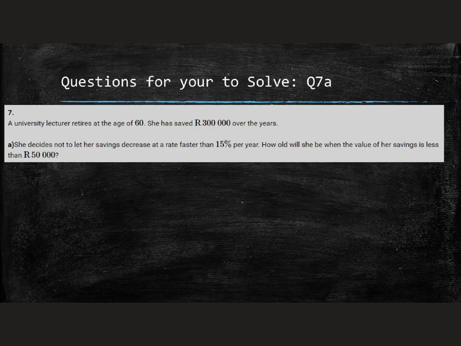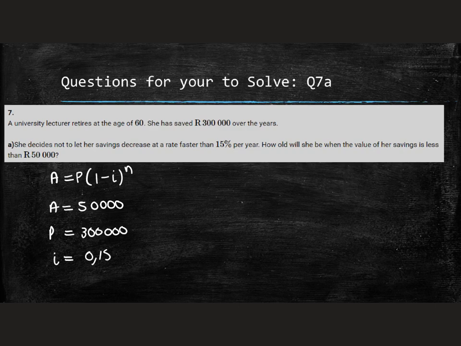Okay, so we need to know which formula we're using. Well, money is decreasing here, so we know that it's decreasing at a compound rate. So we're dealing with this interest rate formula. We know that she wants to not have less than 50,000 at the end, and we know that she started with 300,000 at the beginning, and we know that the interest rate is 15%. So what we're going to do is solve this equation, (1 minus i) to the n. We want to have the accumulated amounts being 50,000 from 300,000 at a rate of 0.15 to the n.